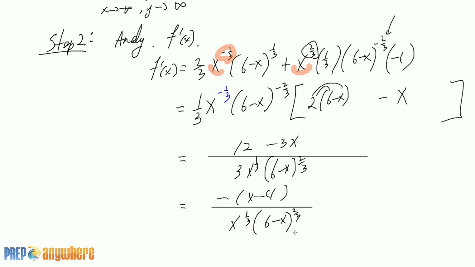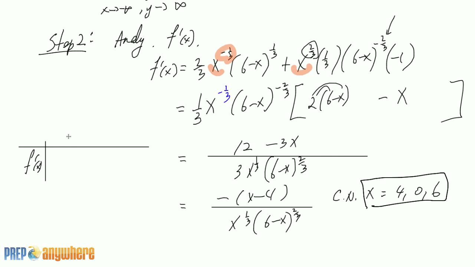Okay, critical numbers. Critical numbers are when this is equal to 0 or undefined. So it's 4, 0, or 6. Let me make the table for the first derivative. So 0, 4, 6, right?